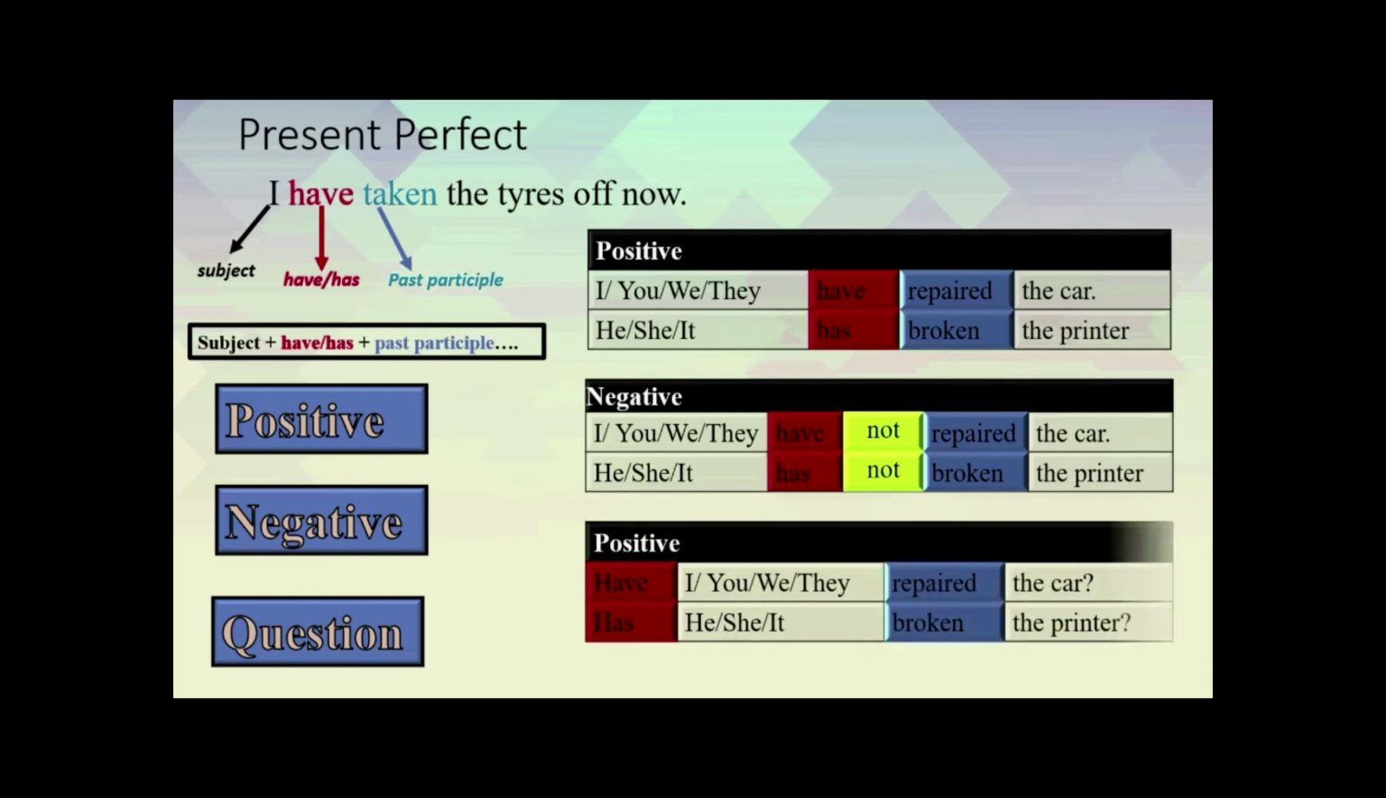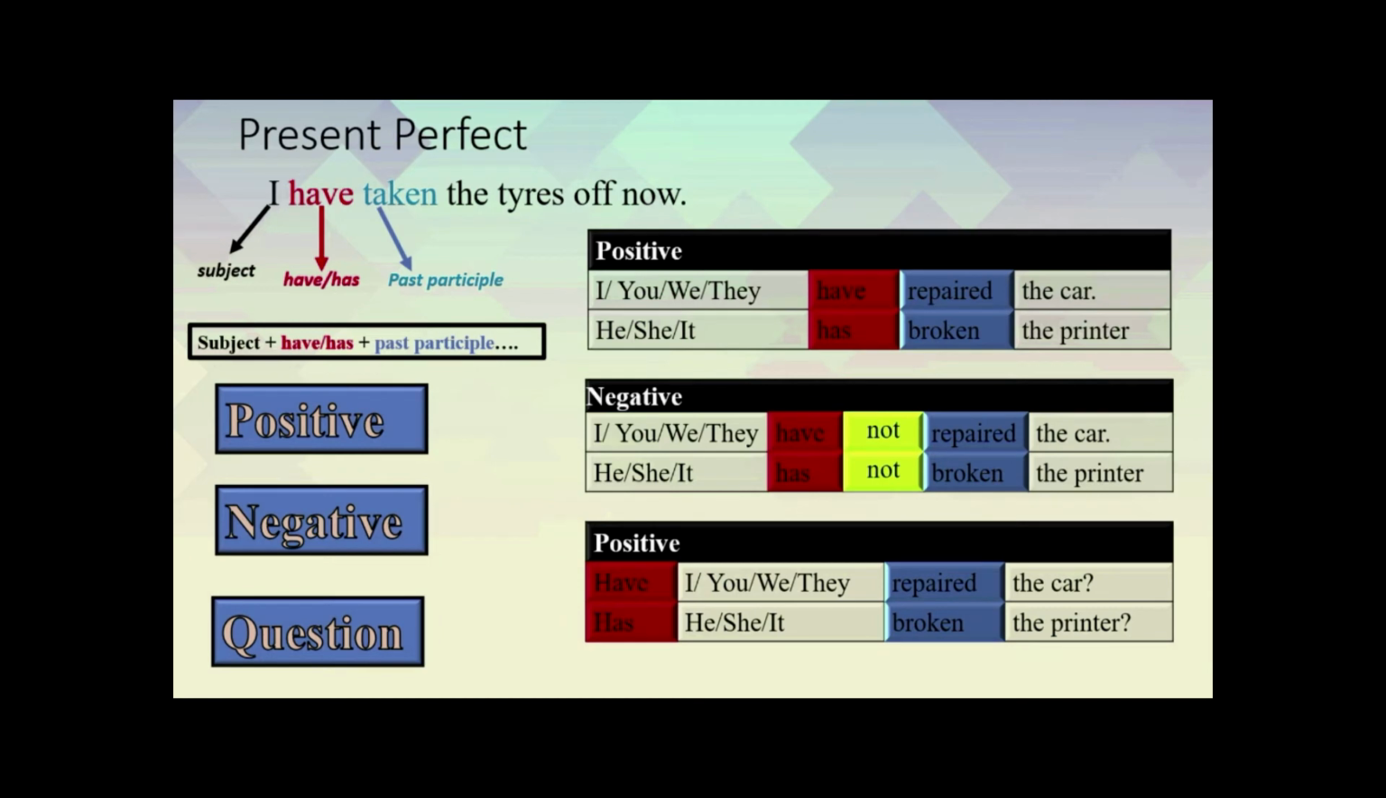And finally, for the question, the word order is reversed. We start the question with have or has. Have I repaired the car? Well, basically, you don't ask yourself a question. So you have: have you, have we, have they, and has he, has she, has it broken the printer?